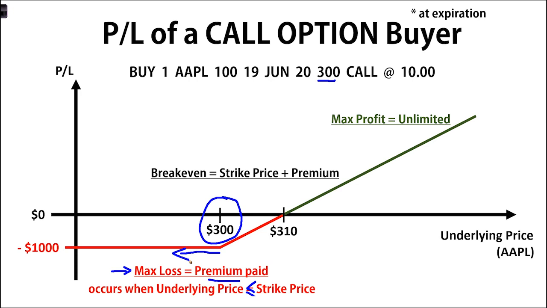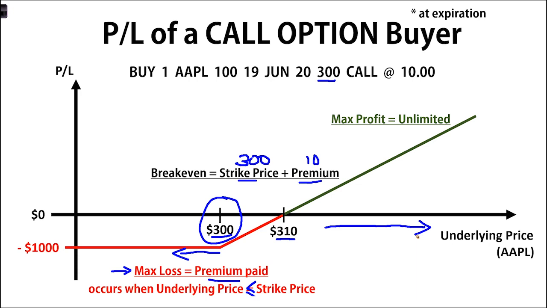Now, what is your break-even point? Your break-even point is not at $300, alright, but at $310. To get this number, simply add the premium paid to the strike price of the contract. So $300 is the strike price, and the premium paid is $10 per share. So in total, you get the break-even price to be at $310. And lastly, your maximum profit is unlimited at expiration if the stock price of Apple can continue to rise.